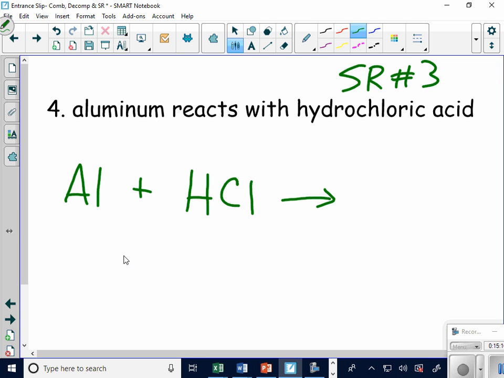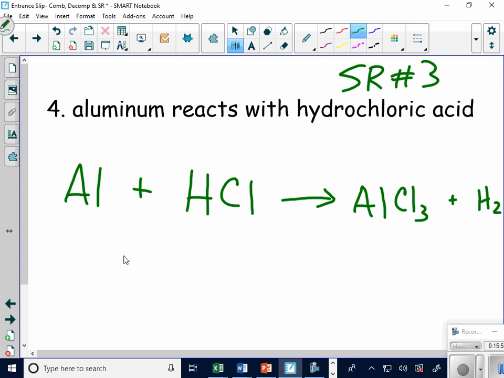That new salt is going to be aluminum chloride, AlCl3. Did you write the formula for aluminum chloride correctly? Also, it's going to give me hydrogen gas. Zoe told us before, hydrogen gas is diatomic, so I need to have 2 of those. So once again, I've done my first 4 objectives. I'm coming back on number 5. I need to balance this.